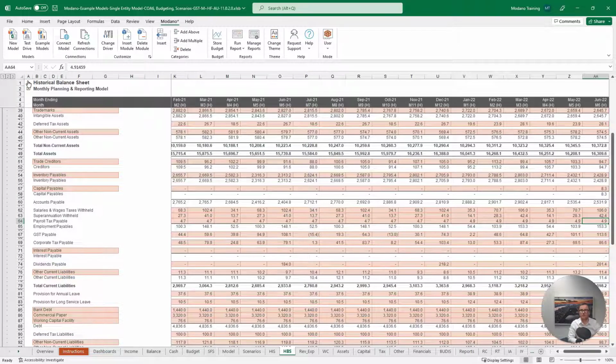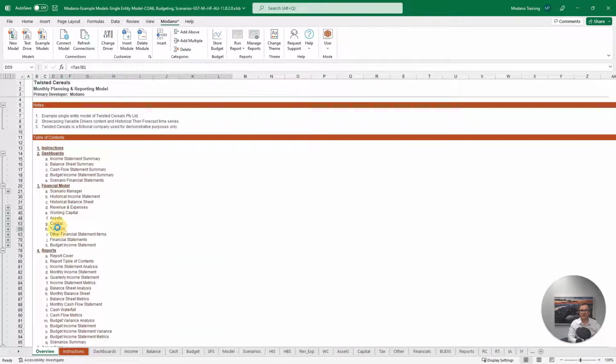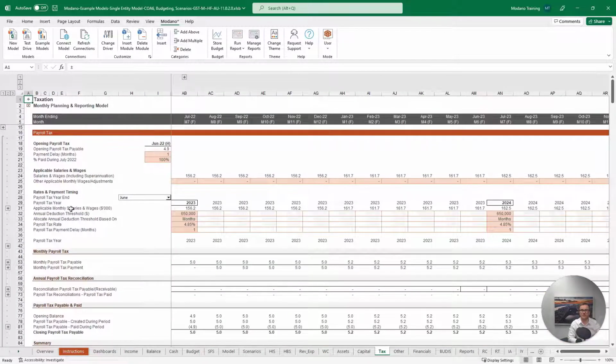Now, when we forecast your payroll tax, this is located at the top of your taxation sheet. Looking at our analysis, we can see that we have our opening balance of 4.9 being brought through from our historical balance sheet. And the first assumption is the delay on when we'll pay off this opening balance within our forecasts, with the delay currently set to 1 month. We also have the assumption of what proportion of this balance will be paid, currently set to 100%.